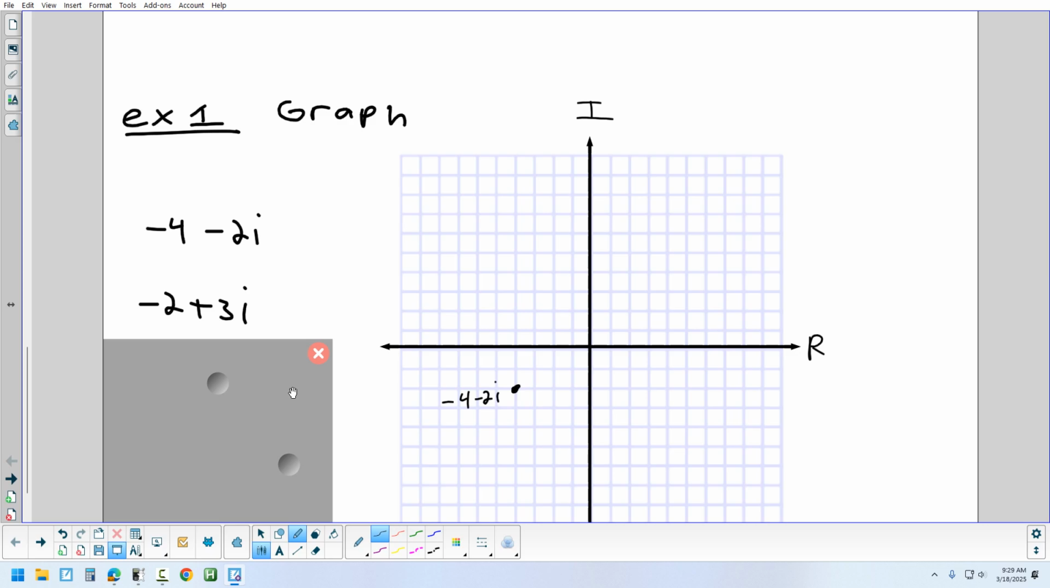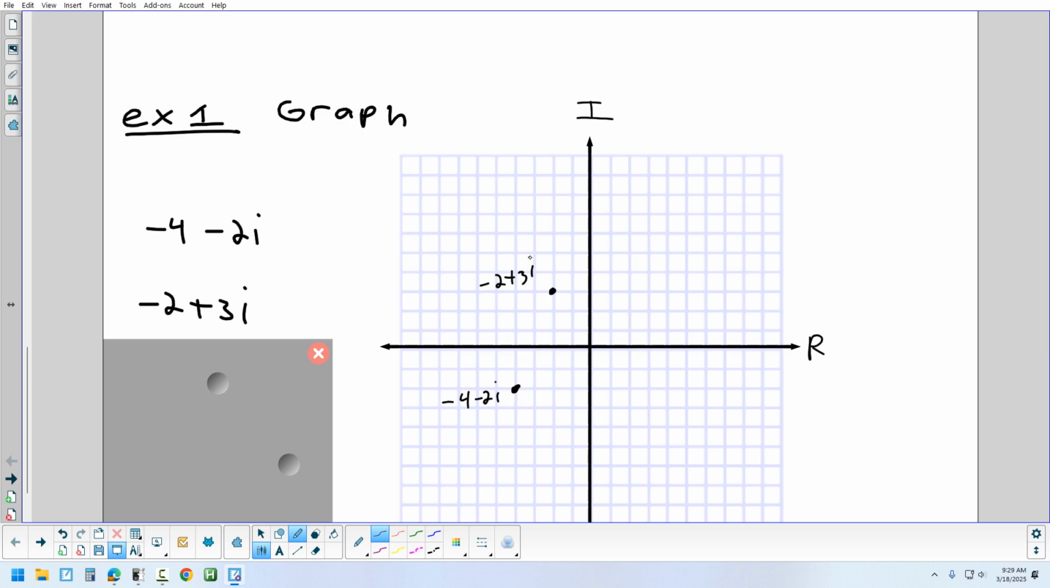-2. So we're going to go 2 units to the left. And my imaginary part? 3. So we're going to go 3 units up. So 2 to the left, 3 up. And that's how you graph that one.